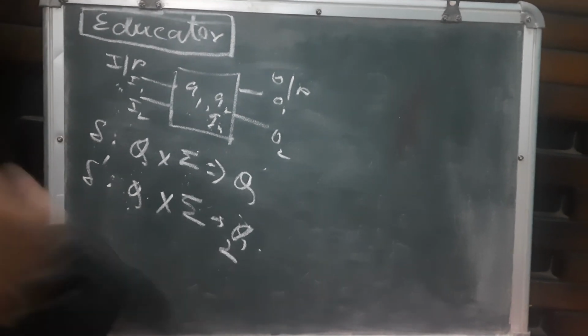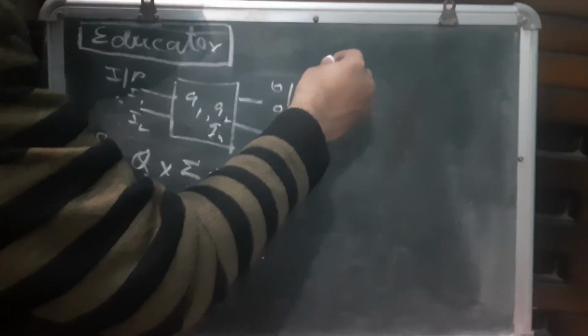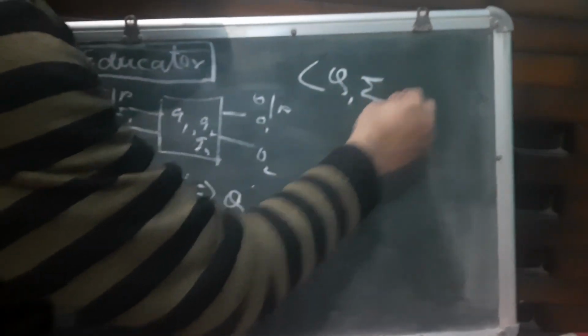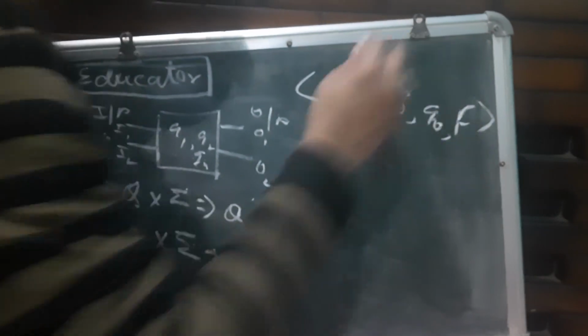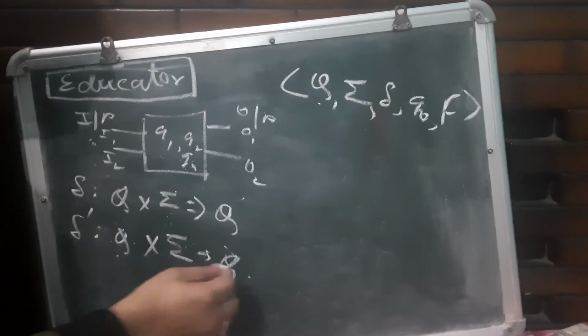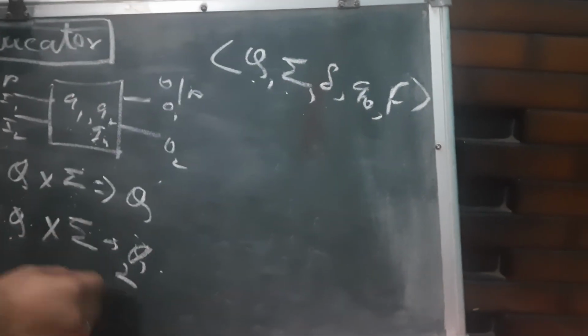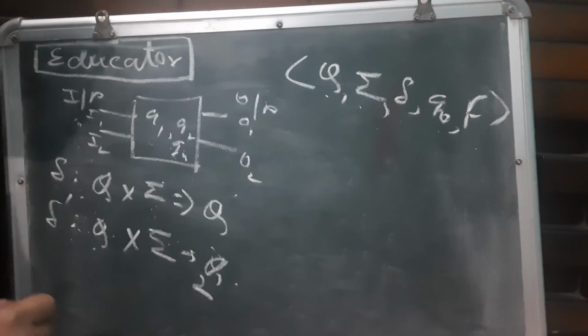Now let us consider, what are the 5 tuples of a DFA: Q, sigma, delta, q naught, and F. Let us understand these tuples. Q is the set of states, sigma is the set of input alphabet, delta is the transition function that we discussed here, q naught is the initial state, and F is the final state.